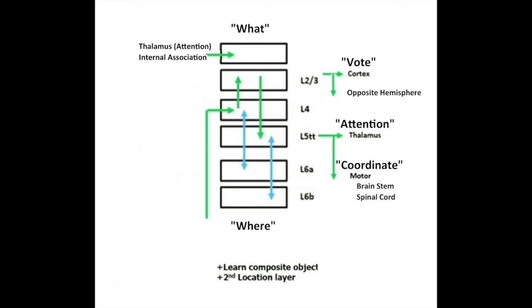Layer 5 tells the thalamus that it has a prediction worthy of attention, and Layer 5 sends motor actions to be relayed to the brain stem and spinal cord. So attention functions as the reward for successful prediction, and closing the thalamic circuit, so to speak, allows neural connections to form, strengthen, and grow. And we're going to cover the thalamus and attention shortly.